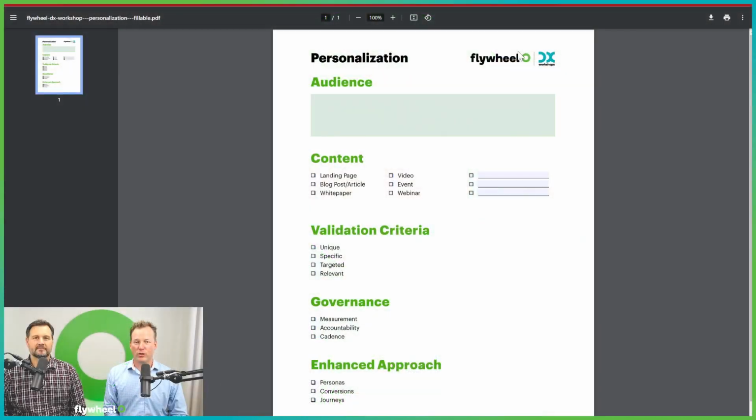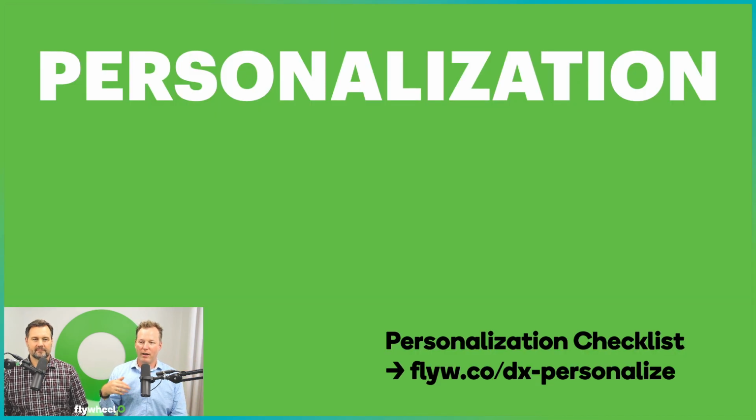We have that workshop resource again here. It starts with defining that audience, really making sure that you're intentional about who you're delivering content to. That's what this is all about. Thinking about the content that is relevant for that audience, and then making sure that after you've produced it, you have done something that is unique, specific, targeted, and relevant. Put the right governance around this, and that's when you start getting into a level 2, level 3 cadence. And then if you are able to get further along with that journey, you can enhance it by really leaning into formal personas, conversions, and journeys. So that's just your guide to get you going on content personalization.